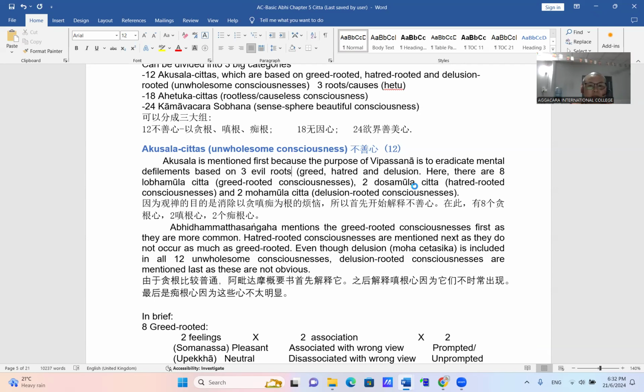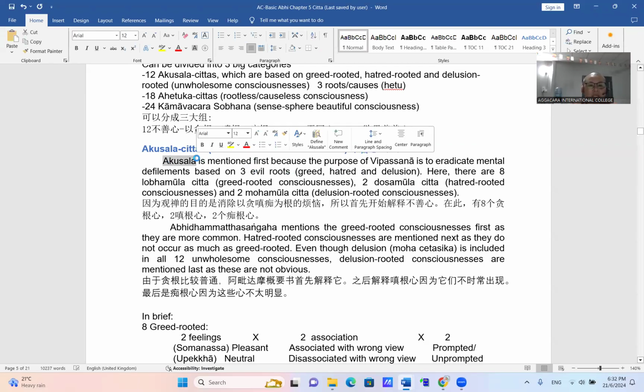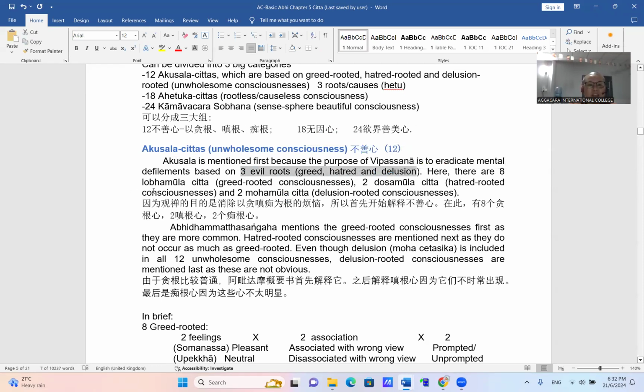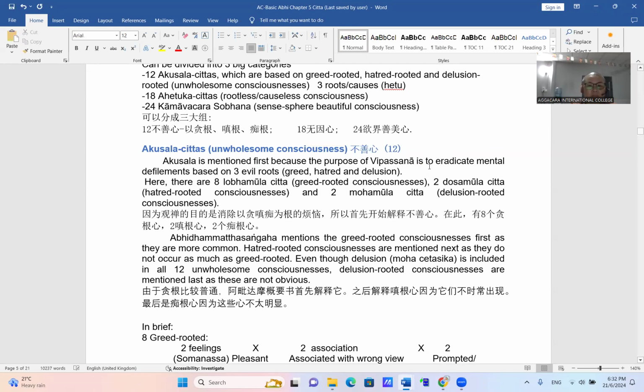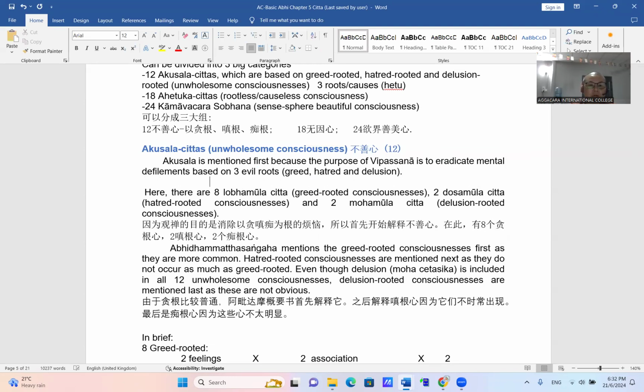Sometimes the meaning of root is hetu, like just now. So first you need to know akusala. Then you need to know based on greed, hatred, delusion. Greed is called lobha. Okay. So greed is called lobha. Sometimes in Pali you will see the word tanha also.